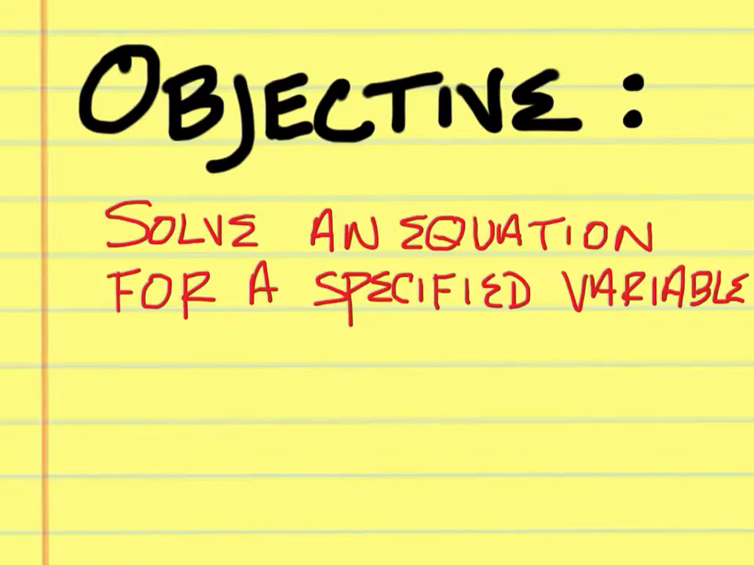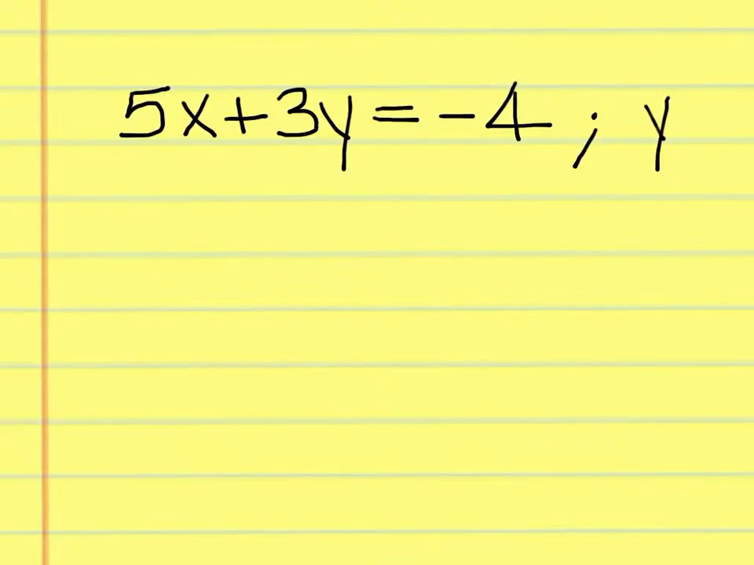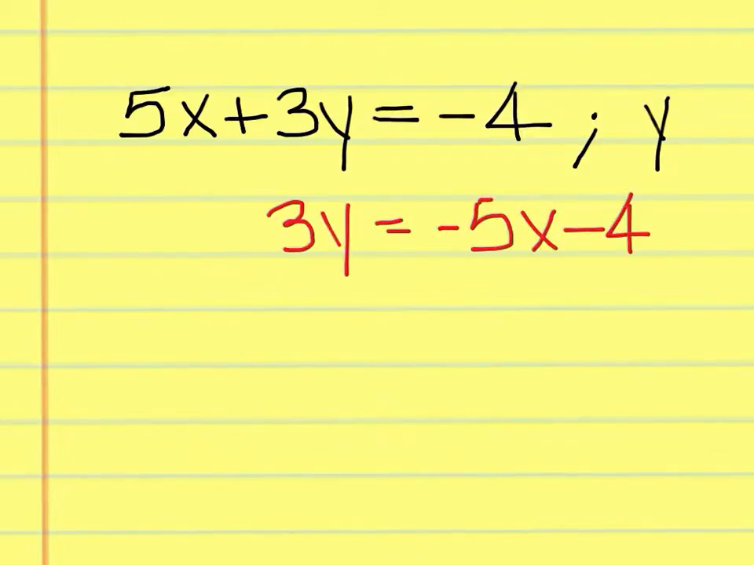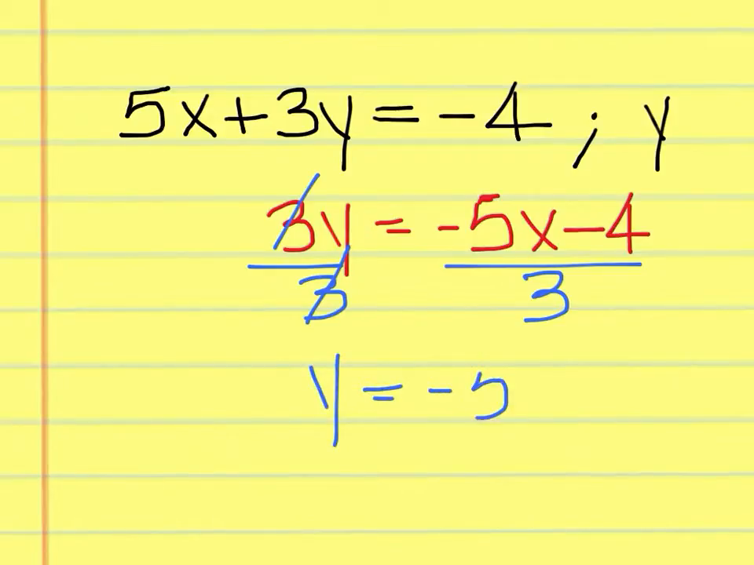Solve an equation for a specified variable. To get y by itself, we must first move the 5x over to the right side and make it negative 5x minus 4. Remember, you can also have negative 4 minus 5x. Now you must divide both sides by 3. When you do that, these cancel out and you're left with a negative 5x minus 4 over 3.